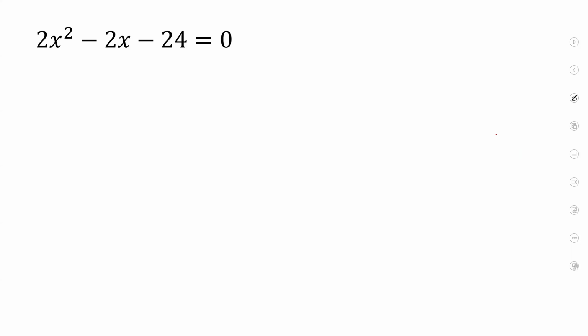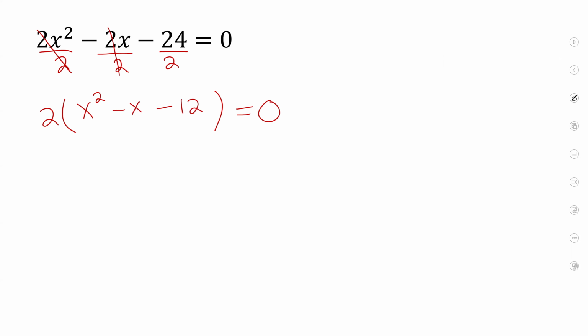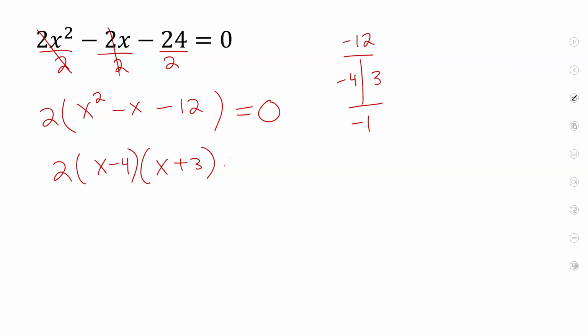Okay, so we're going to first divide all of these by 2. So 2 will stay on the outside. That is a part of your answer when you're factoring. So we're left with x squared minus x minus 12. And then here, you just factor as usual. I need two numbers that multiply to negative 12, add to negative 1. That's negative 4 and 3. So that's 2 times x minus 4 and x plus 3.